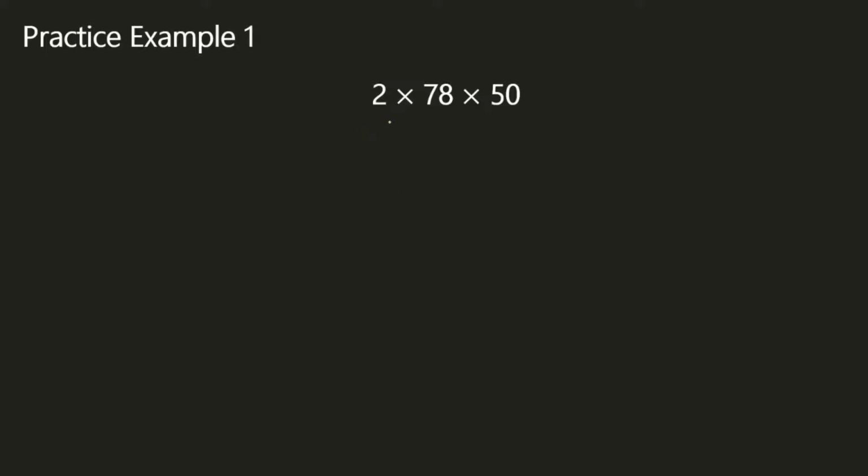So here I see a 2 and a 50. I'm going to use commutative properties to switch 2 and 78. By doing so, the 2 will be placed next to the 50. So this becomes 78 times 2 times 50. Now I'm going to use associative properties to group 2 and 50 together and do the multiplication on them first. So this becomes 78 times parentheses 2 times 50 parentheses.